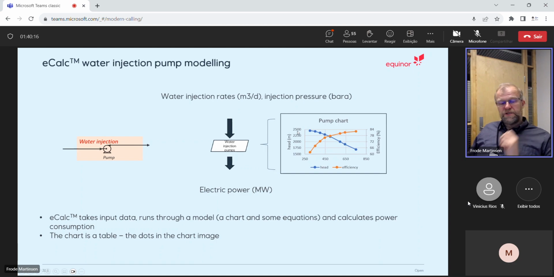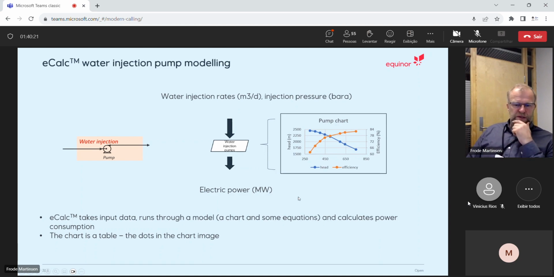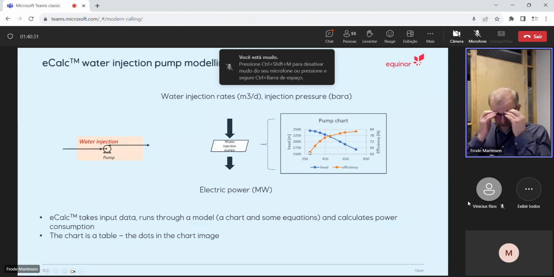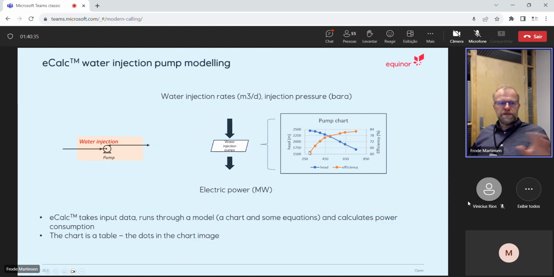That is an easy exercise you can do in Excel. So this is, of course, something that you can do in Excel, and we can make exercises for you doing that. The purpose of having this in eCalc is just to integrate everything in one model, so you don't have to do something in Excel and compress it. So the input to eCalc is just this table of the dots in the figure.